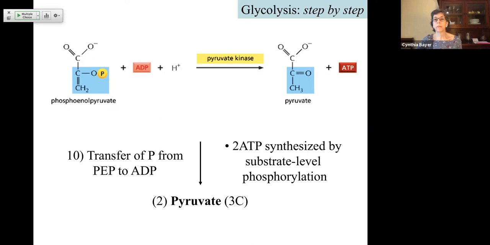And we end up with our molecule of pyruvate, a 3-carbon molecule. We have 2 of them because for every molecule of glucose, these last 5 steps occurred twice. So we end up with 2 pyruvates. So what happened in summary?